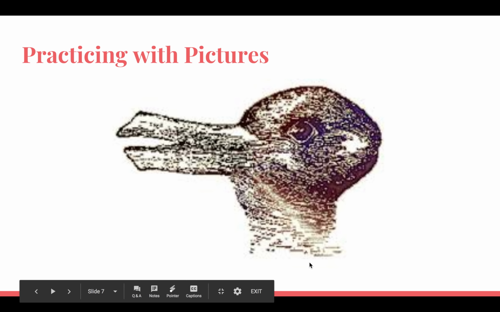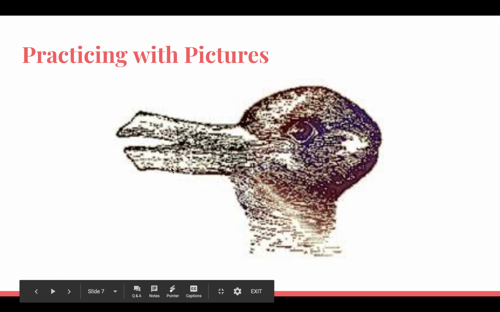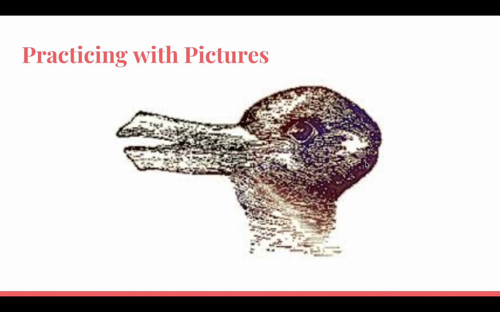All right, so again, let's look at a picture just to practice. In this picture, there's both a duck and a rabbit. If you see the duck, you see the beak here, you see the head, you see the eye. If you see the rabbit, you see the ears here, you see the head, the mouth, and then the nose, and the eye. So it can't be a duck and a rabbit at the same time. That's contradictory. It can't be two different animals. It has to be either one or the other.